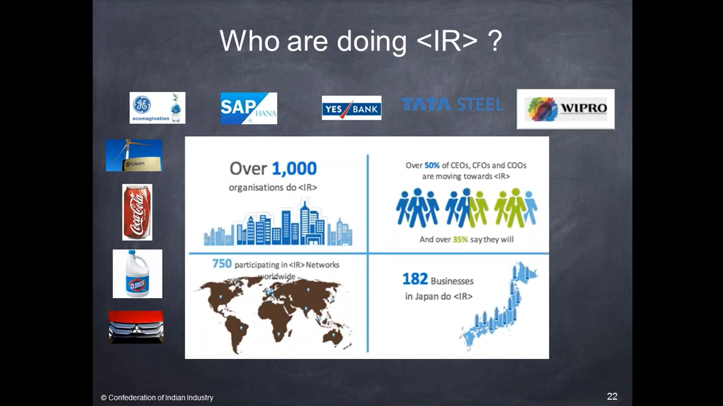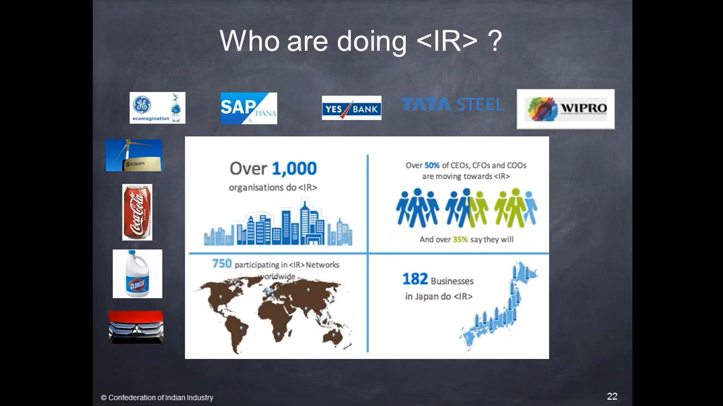Now I'm pretty sure there are many more than 1,000 organizations who do IR, because we've had the new cycle come through and a lot more companies come through. But what you see is a lot of companies at the global stage are slowly moving towards using this framework. A lot of the CEOs, CFOs, and COOs are moving towards integrated reporting. And those who are not moving say that they will very soon. Again, a very big indicator of how important this is across different functions beyond sustainability.